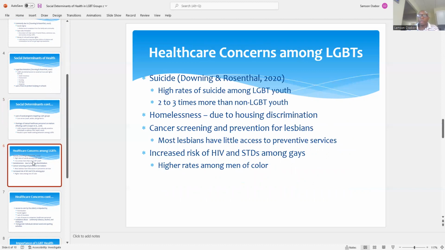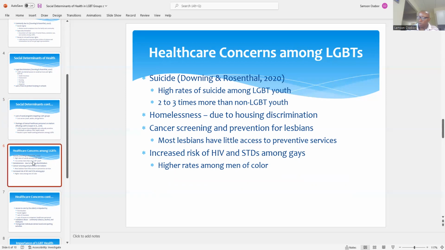Healthcare concern among LGBTs. The healthcare concern leads to suicide. There is a high rate of suicide among LGBT youths. The number is 2 to 3 times higher than non-LGBT youths. Homelessness is also a concern. Homelessness is high among the LGBT group due to housing discrimination.